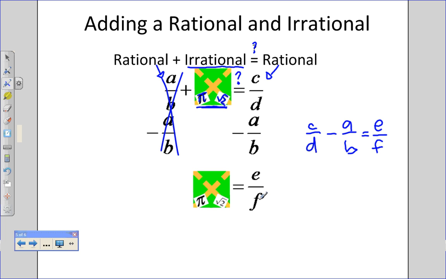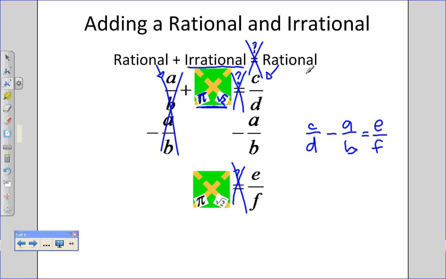And remember, we're not sure about this yet. We still have our question mark. So we need to think, is it possible that this is true? Is it possible that an irrational number like pi, square root of 2, can equal the fraction e over f? And if we remember the definition of an irrational, it means it cannot be written as a fraction. So it cannot be written as the fraction e over f. It can't be written as any fraction. So this is not true. A rational plus an irrational cannot equal a rational. This whole thing was false.